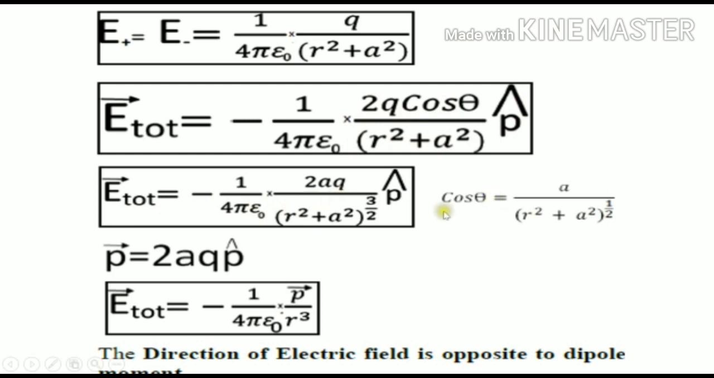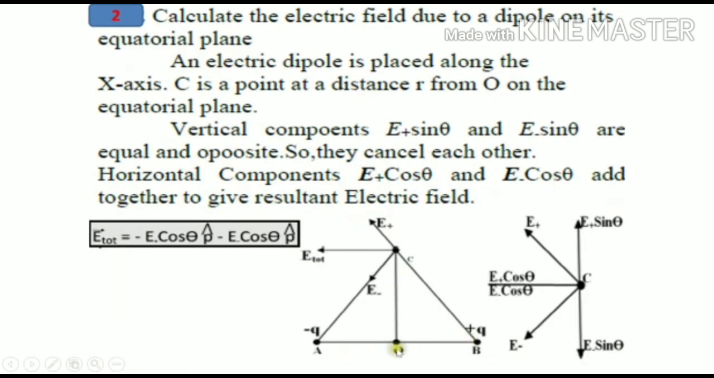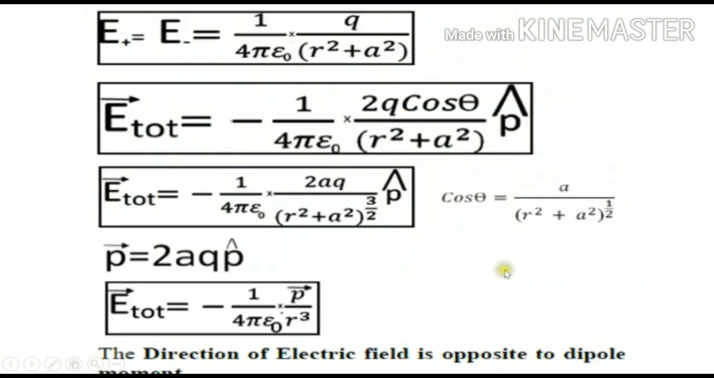Instead of cos theta, we can substitute the value. Here, this is the angle theta. If you want to calculate cos theta, then we can write it a divided by (r square plus a square) whole power 1 by 2. It's the cos theta value. Now substitute this cos theta value here. We have 2aq by (r square plus a square) whole power 3 by 2, substituting this equation, p unit vector.